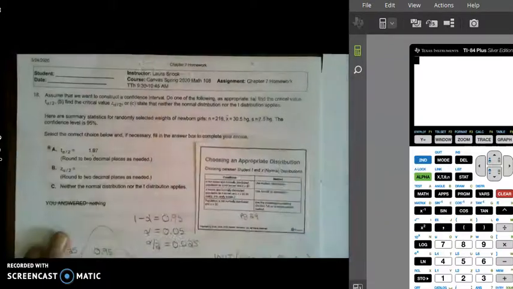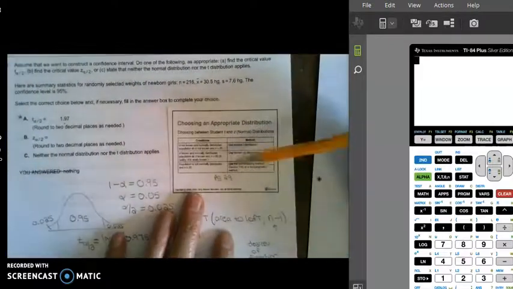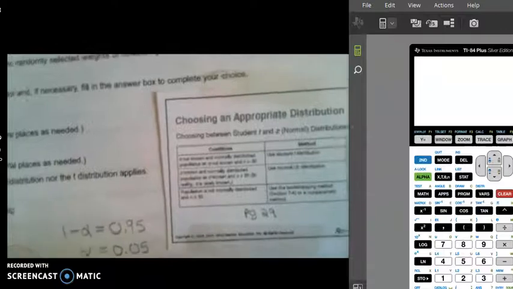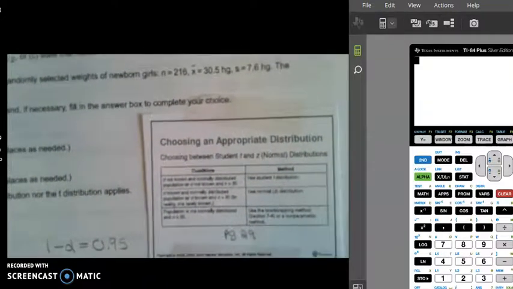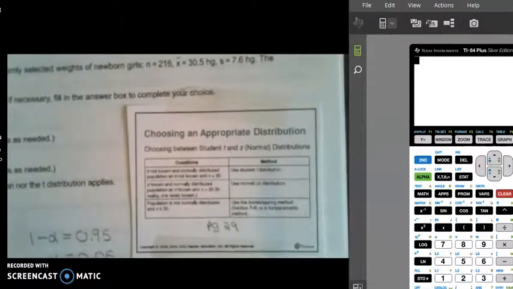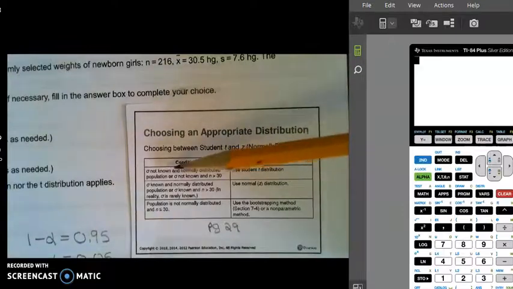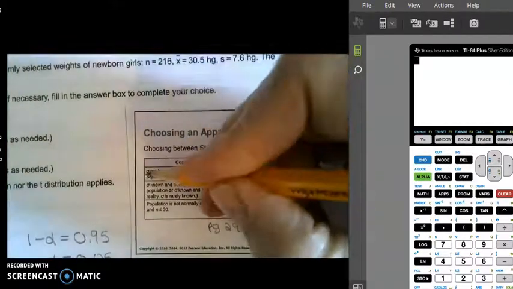The other conditions that must be satisfied are listed right here. This is on page 29 in the PowerPoint. It's really hard to see this, but let me see if we can make it a little bit closer so we can see it. Wait for it to focus. There we go. So if sigma's not known, and this one says sigma's known, that's the main difference between the two.